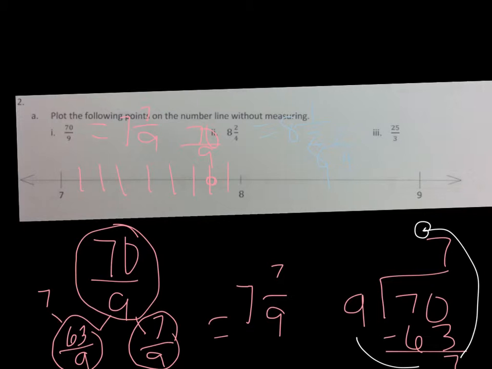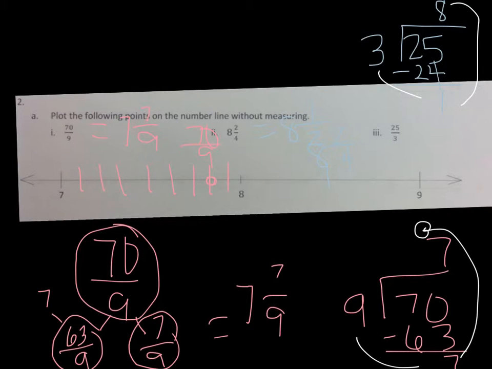The next number that we are plotting is 25 thirds. So before we do that, we need to convert 25 thirds into a mixed number. I'm going to do this by dividing. I know that 3 cannot go into 2, but it can go into 25 8 times. 8 times 3 equals 24, and I subtract to get 1. I go around the clock to get 8 1/3.